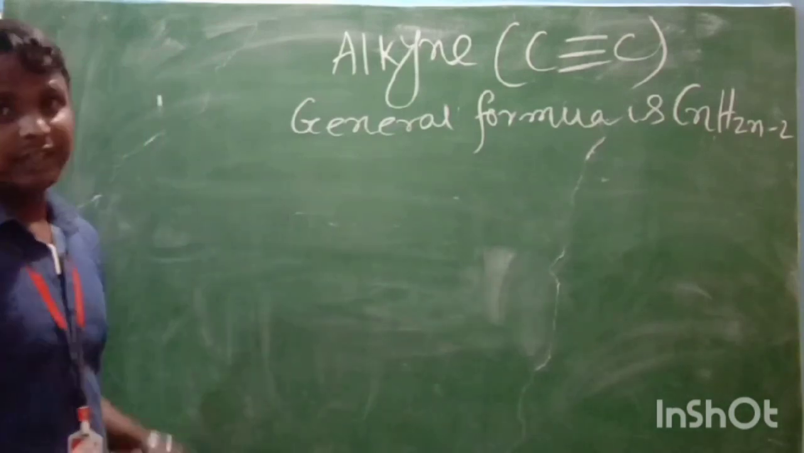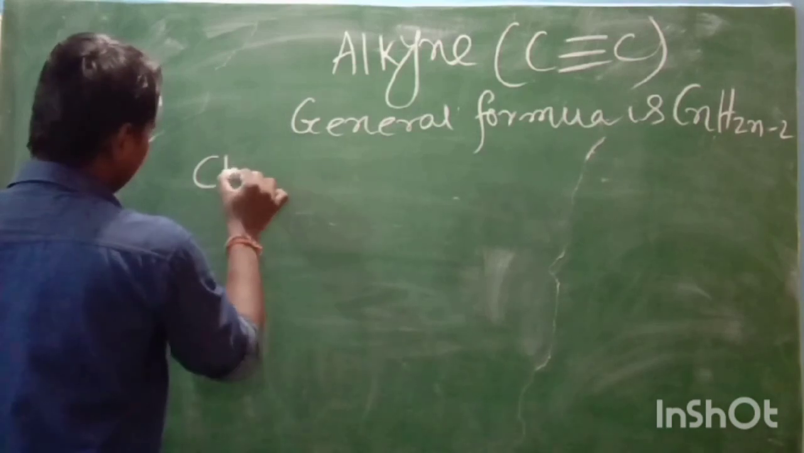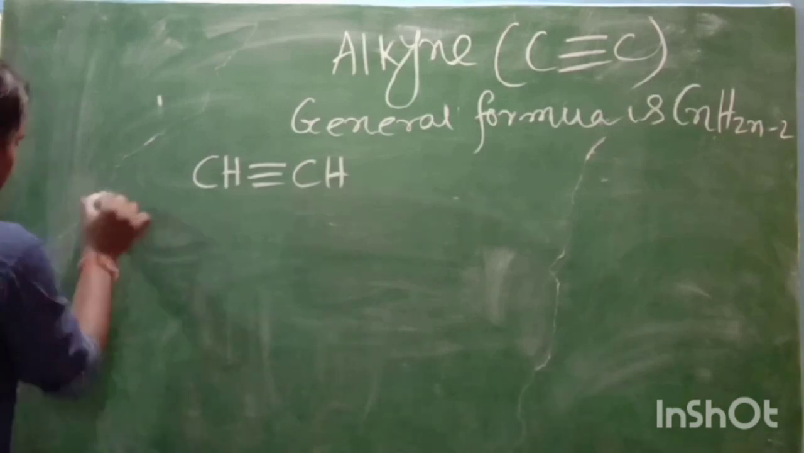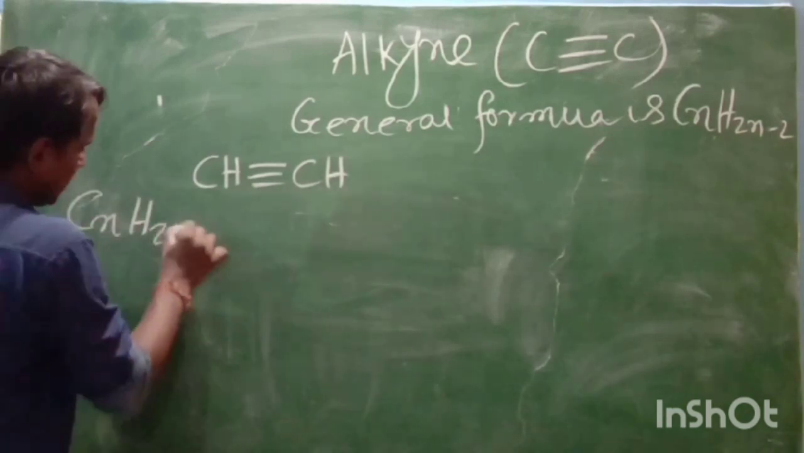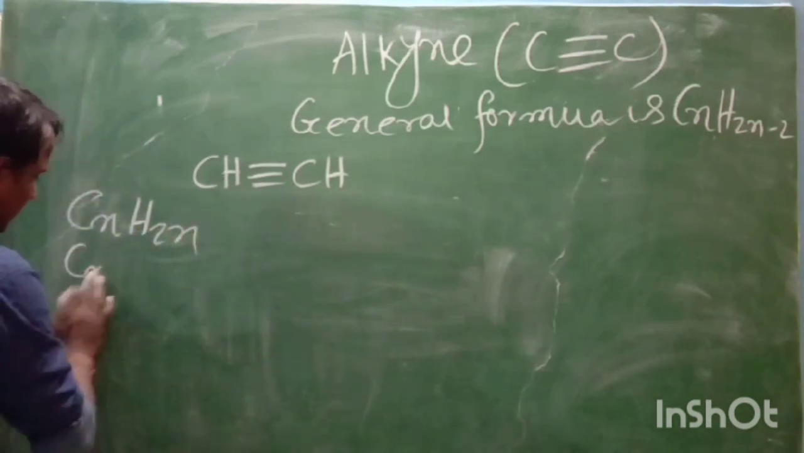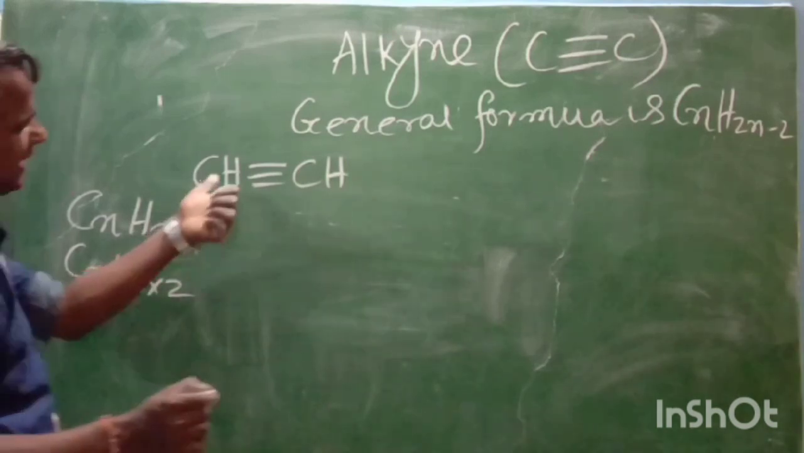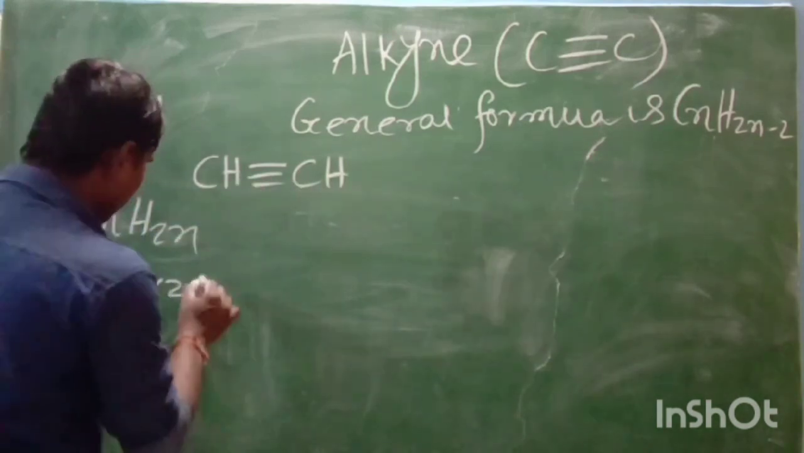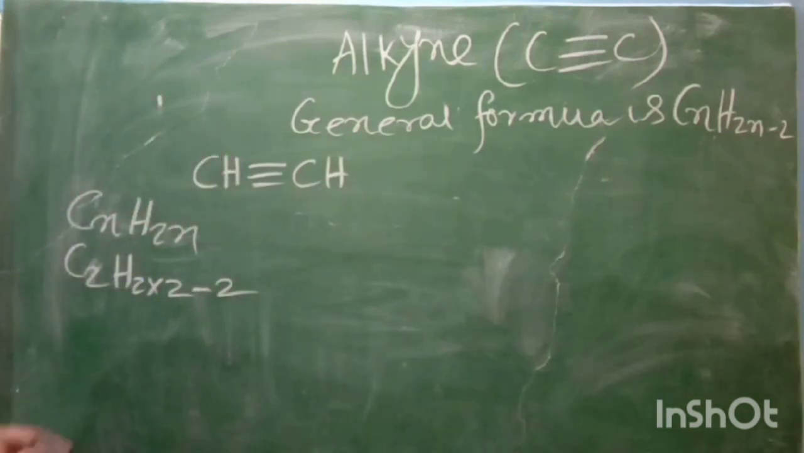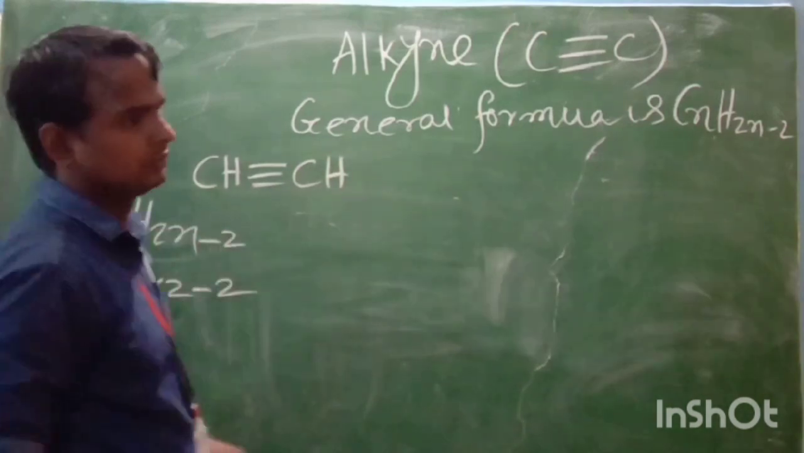Again I say the same thing. If you forget this, you can work it out yourself. How? The simple example of an alkyne is CH triple bond CH, and we know that CnH2n is common for all of these. Then the number of carbons is 2, so 2n gives 4, but here the hydrogen count is 2. So we should subtract 2. That means the general formula becomes CnH2n minus 2.